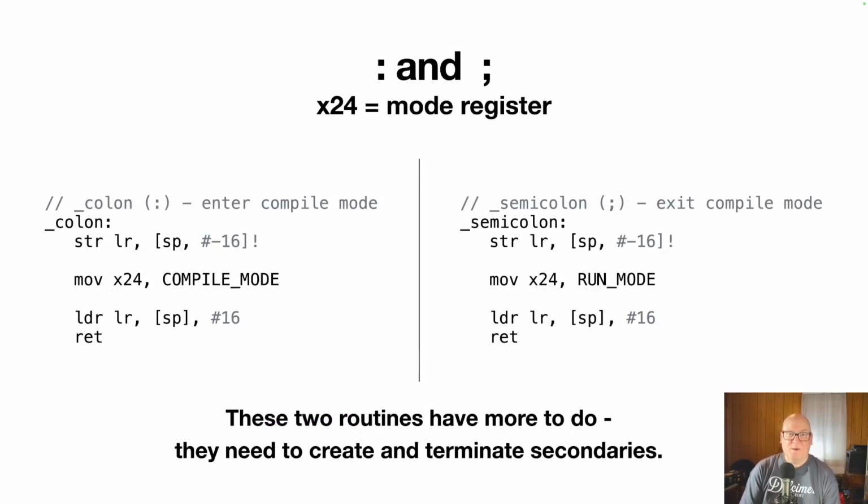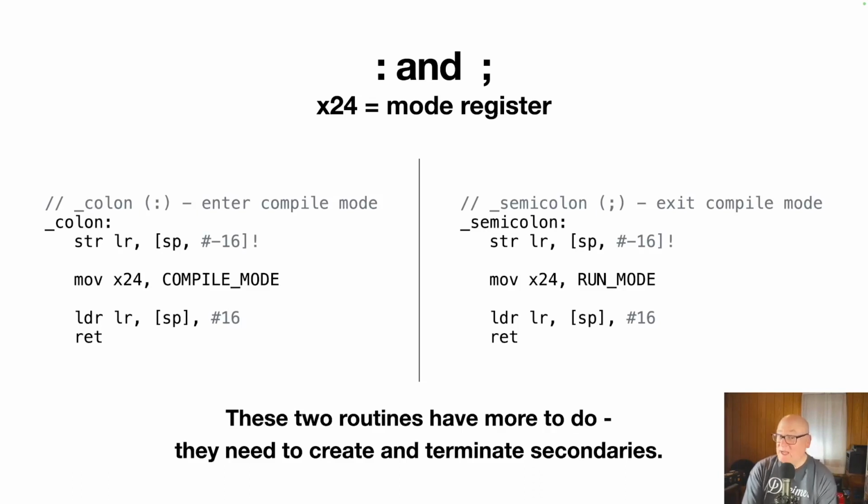And then finally, we worked on colon and semicolon. So x24 is the mode register. This assembler just doesn't have the ability to let us define names, like register names, and give them some sort of useful name that we can understand. So I have somewhere a little chart that we keep track of what the registers are. But x24 is the mode register. It knows if it's in compile mode or run mode. So colon enters compile mode and semicolon enters run mode.